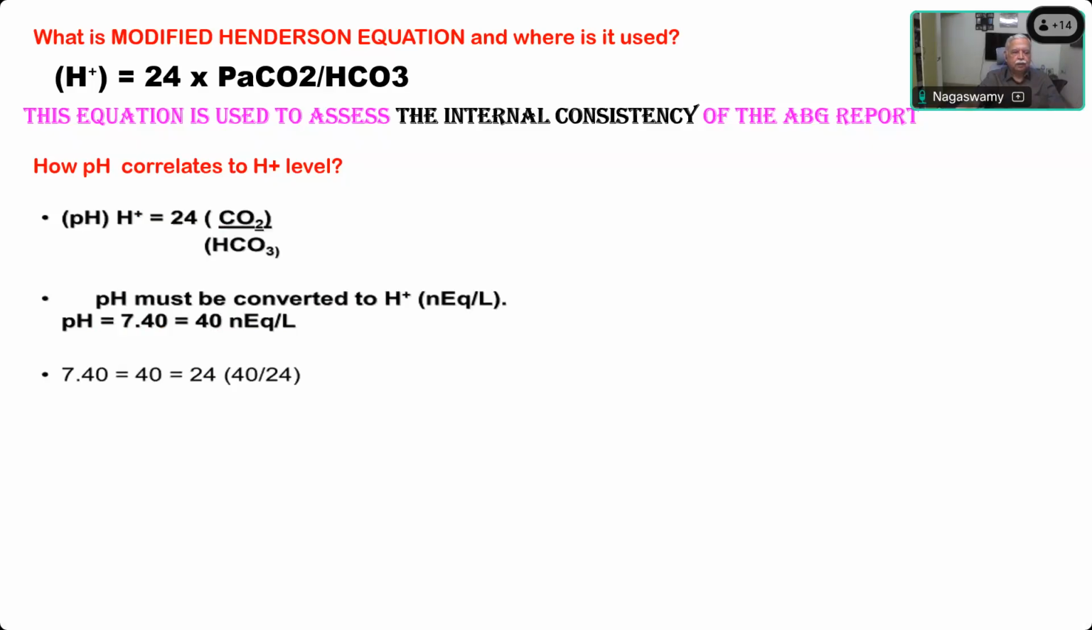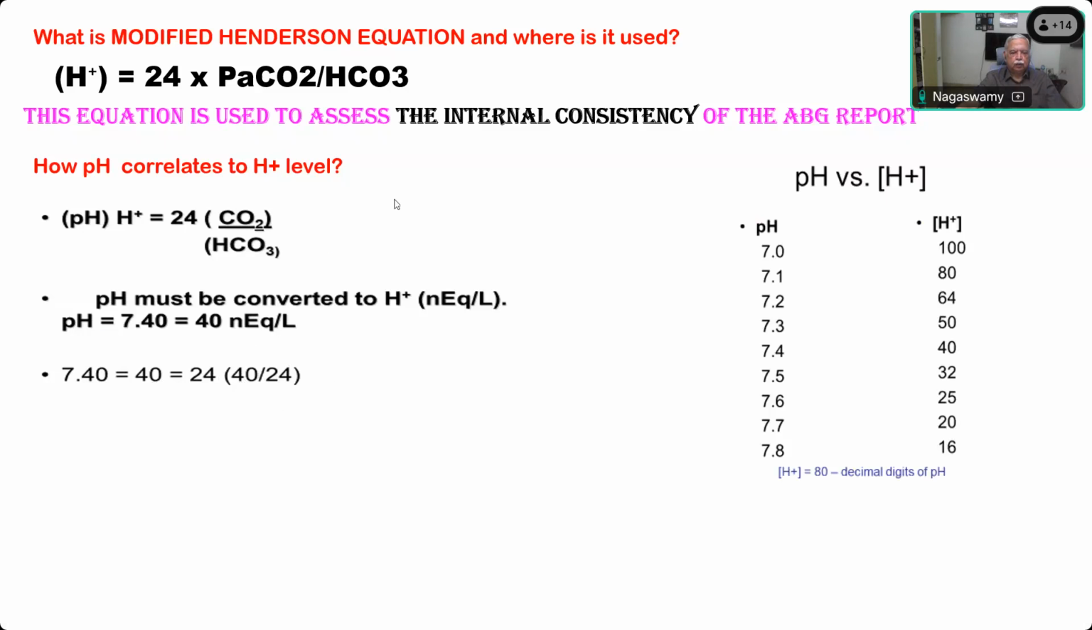So the hydrogen ion concentration is calculated by 24 multiplied by CO2 by HCO3. So the pH must be converted to hydrogen in nanoequivalents. For 7.4, the hydrogen will be 40. If you take this formula, 24 is the normal bicarb, CO2 is 40 normal, even though you have 35 to 45, and the middle value of bicarb is 24. So if you cross-multiply these, you get 40. So for a pH of 7.4, if you get a value out of this equation as 40, that means it is a correct sample and correct calculation. That indicates the correct value of your blood gas sample, and you can go ahead to interpret that.